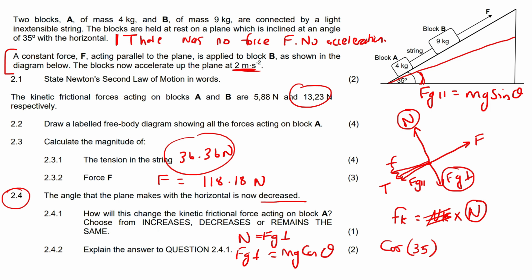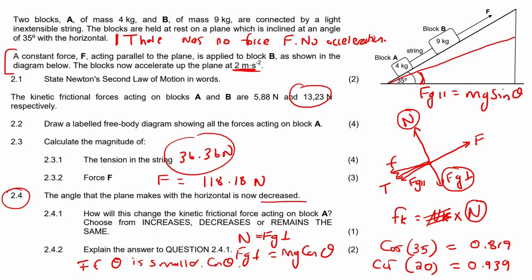So for example, if you say cos 35, which is the original angle, that is 0.819. But if you say the cos of a smaller angle, let's say 20 degrees, for example, let's see what happens to cos. 0.939. So it actually becomes larger when we make the angle smaller. So we can then say that if theta is smaller, then cos theta is going to increase. If that's going to increase, then this entire parameter over here is going to increase, which means that this part over here is also going to increase.